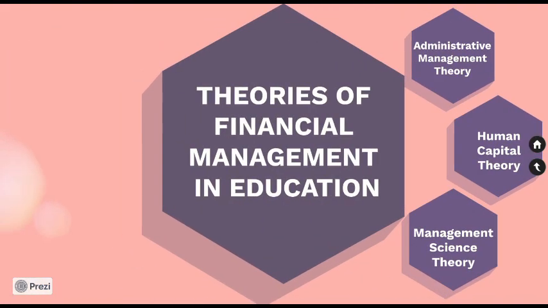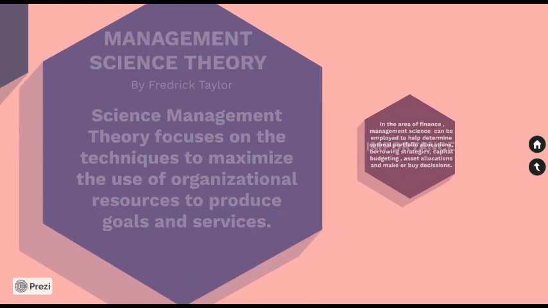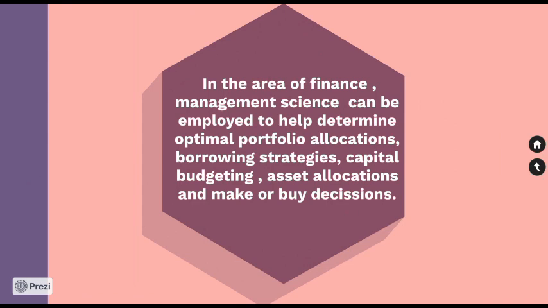The third theory of financial management and education is about management science theory by Frederick Taylor. This science management theory focuses on the techniques to maximize the use of organizational resources to produce goals and services. And it is very important because in the area of finance, management science can be employed to help determine optimal portfolio allocations, borrowing strategies, capital budgeting, asset allocation, and make or buy decisions.